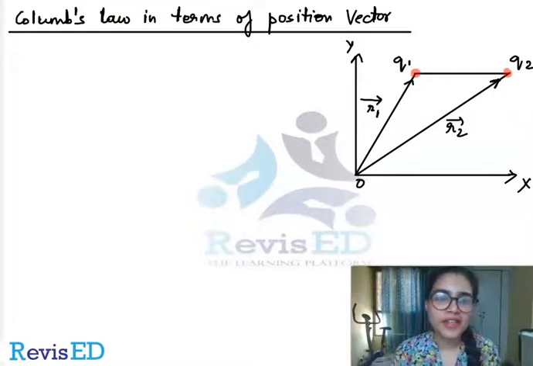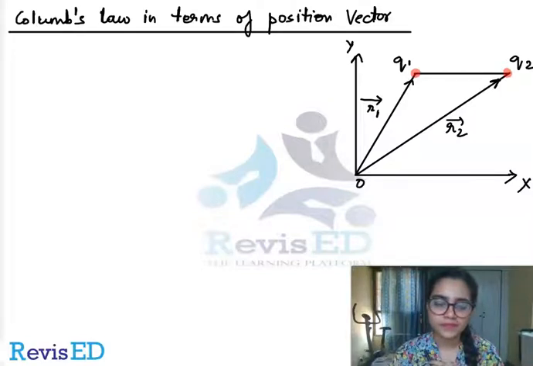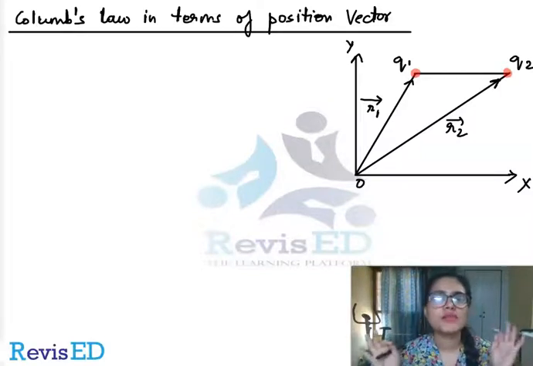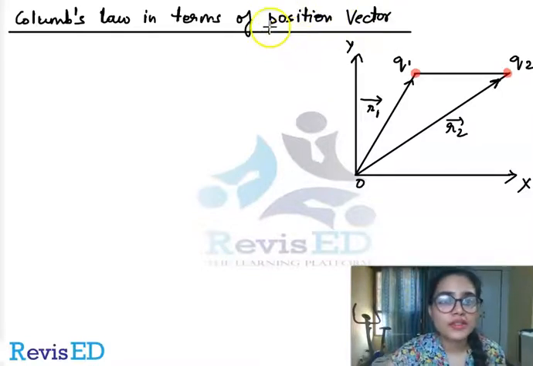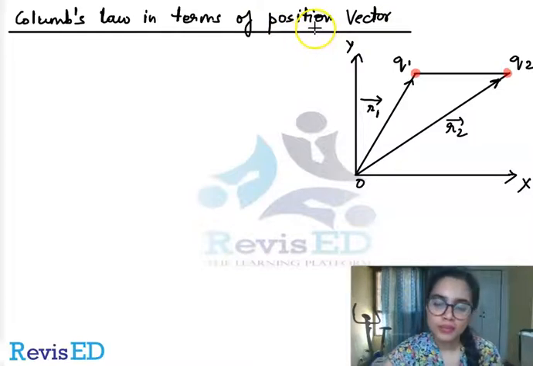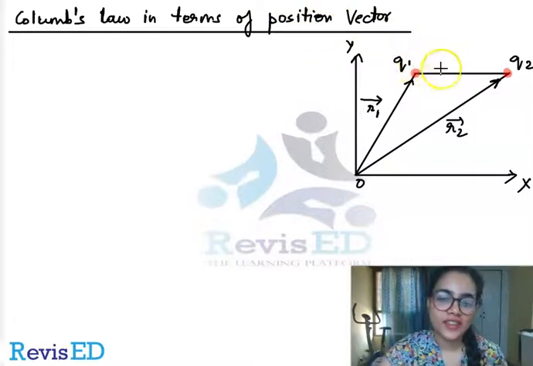In the previous lecture, we have seen Coulomb's law in vector form. So today we are going to see Coulomb's law in terms of the position vector. Fine. So what is position vector? The question arises. So position vector is simply a vector which represents the position for your particles. And over here, the particles we are talking about are charges, right?